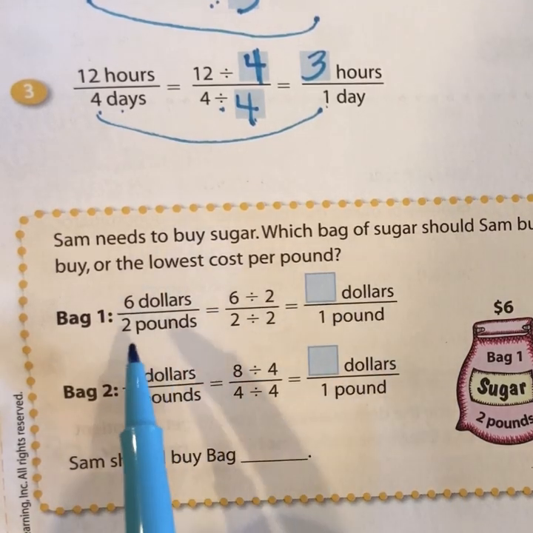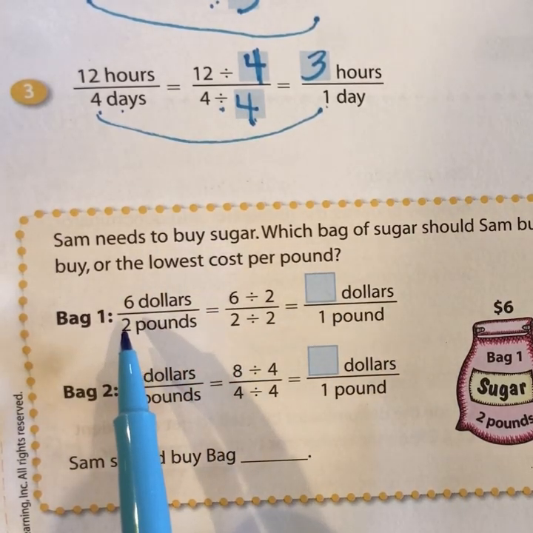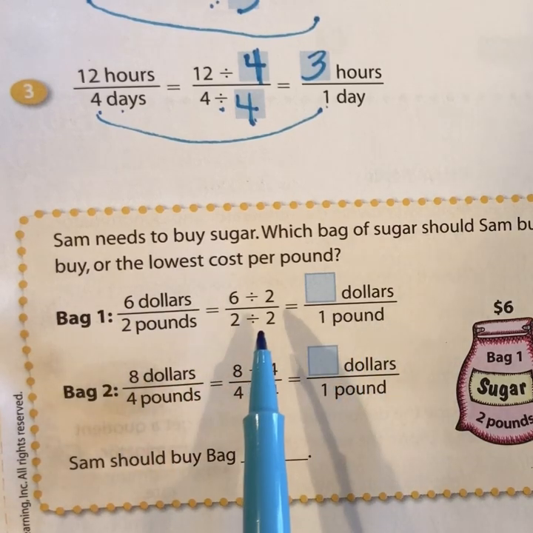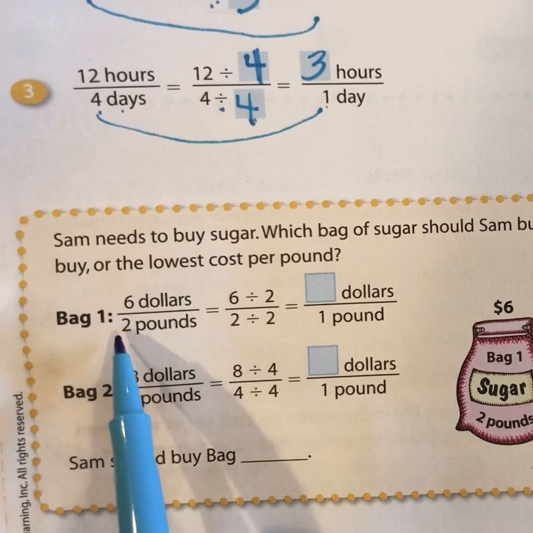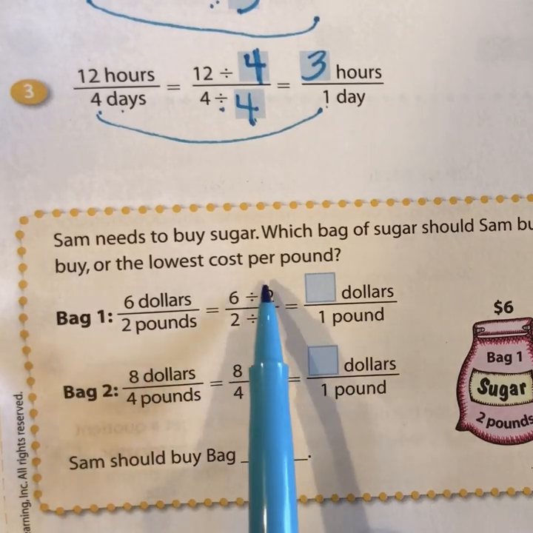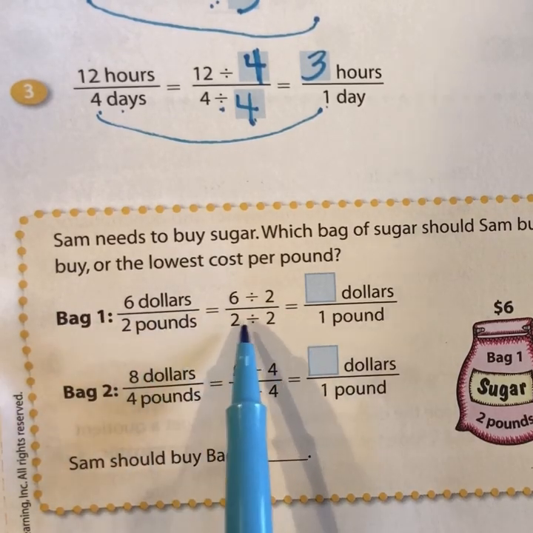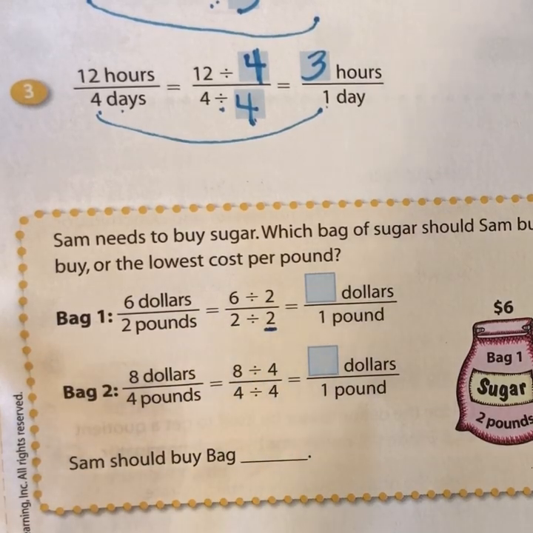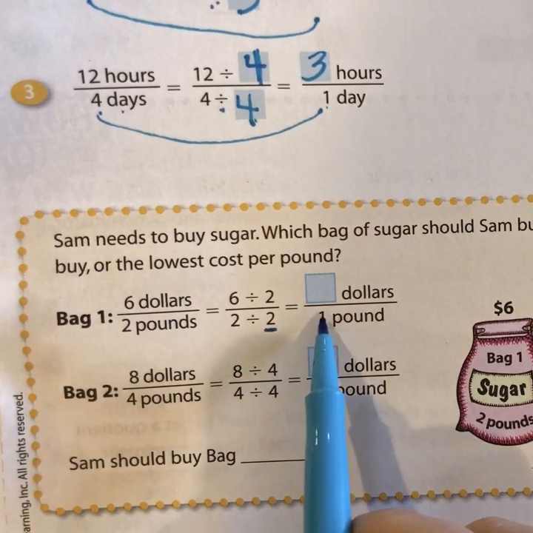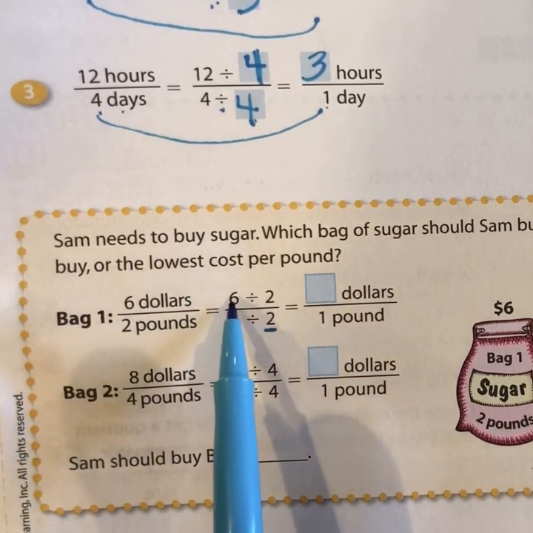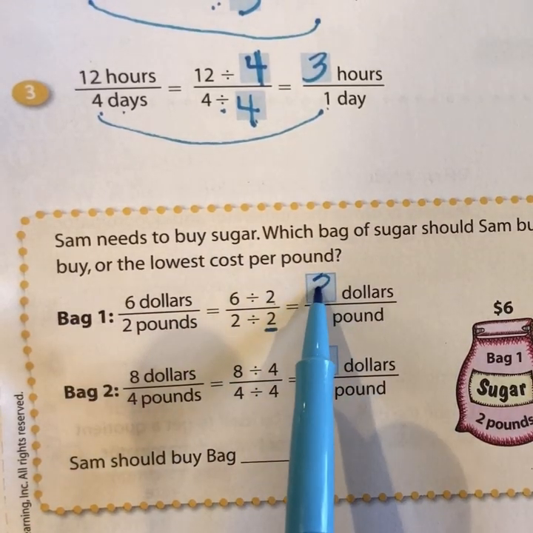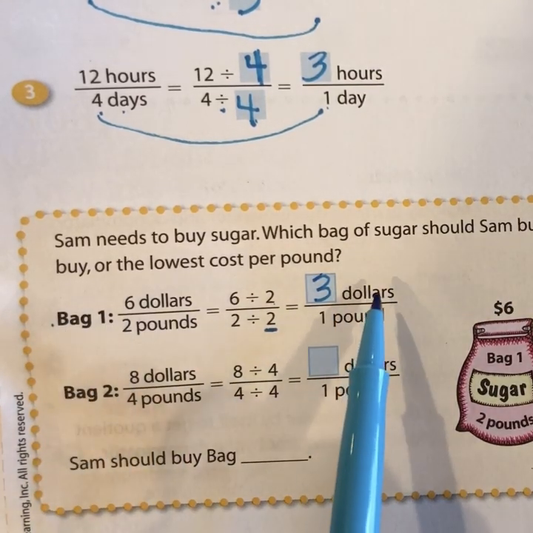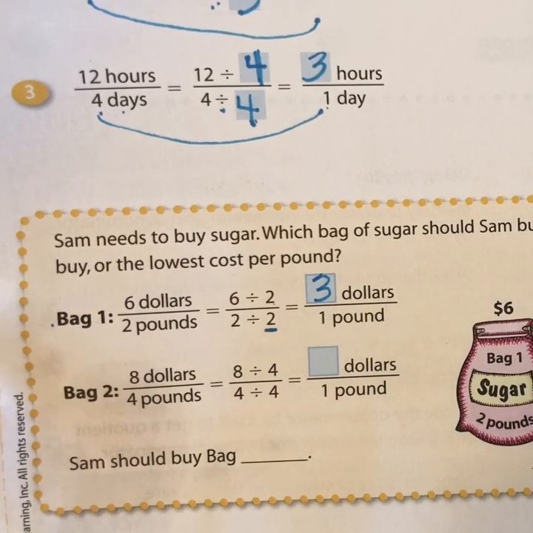Okay, so I'm going from large to small. So I'm going to divide. So if I had to divide by a quantity of 1, 2 is what I'm going to divide by because 2 can go into both 2 and 6. So 2 divided by 2 is 1. 6 divided by 2 is 3. So for this bag, it's $3 per pound of sugar.